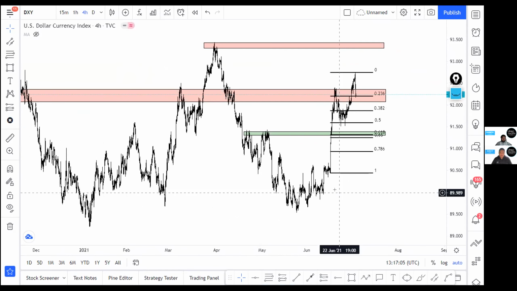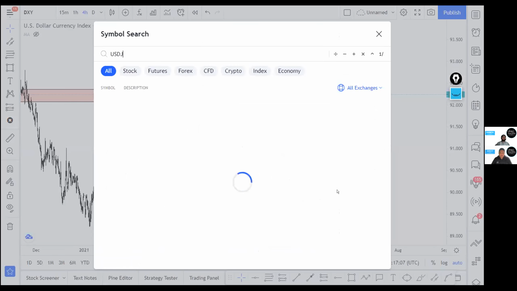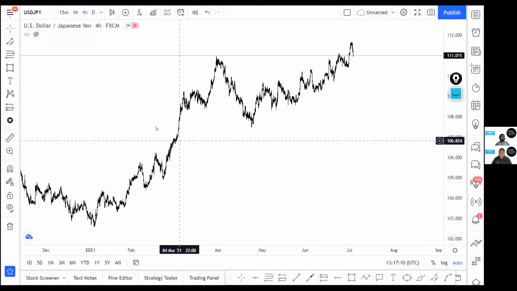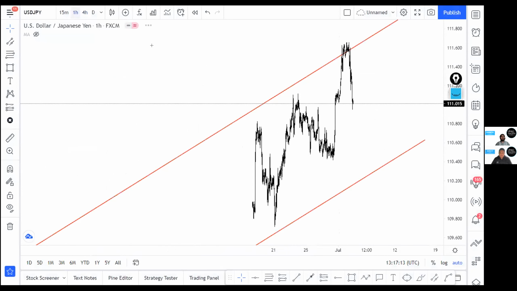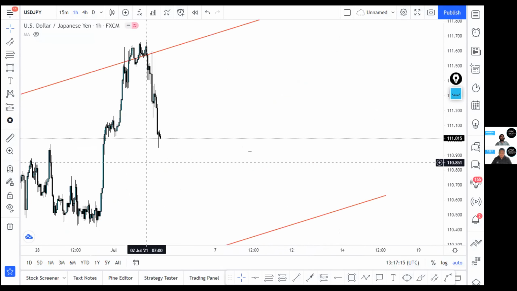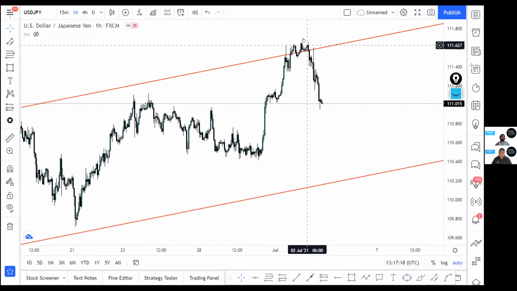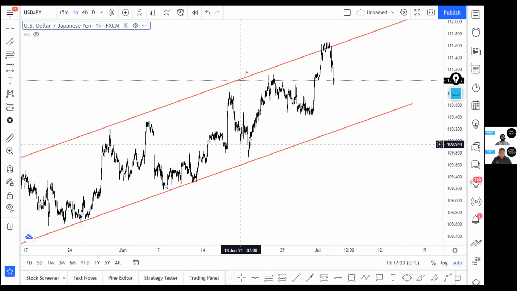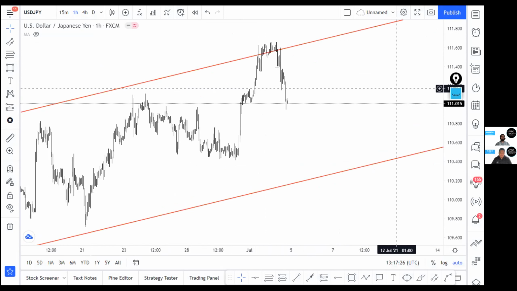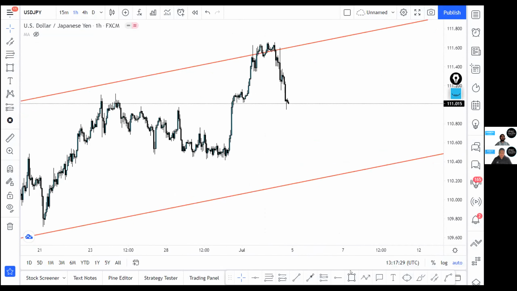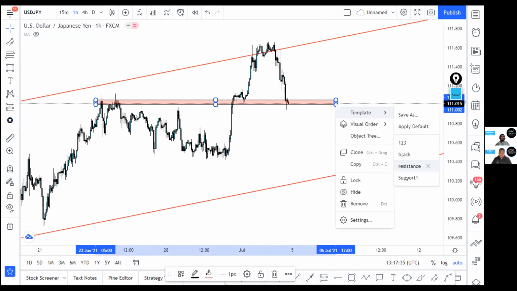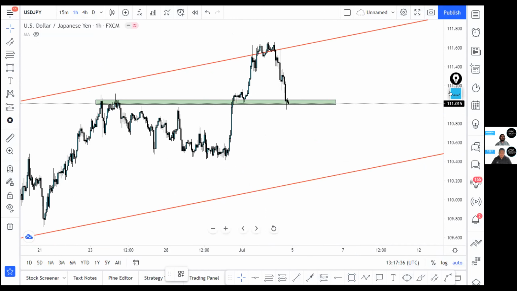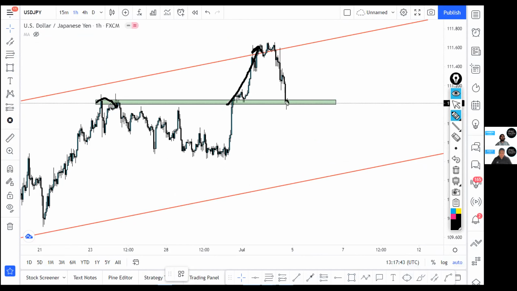If we have a look at USDJPY, this is setting up for a nice intraday trade. As we can see here, we dropped from this resistance area. This was an uptrend channel, and we just dropped from the upper line of this area. Right now for me, this is an area of support. This was previously a resistance, we got a break to the upside, then we came back to retest it.